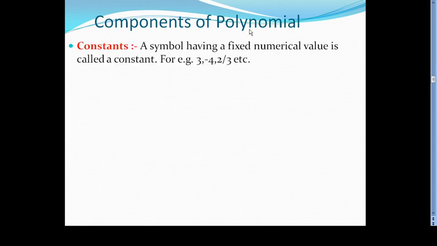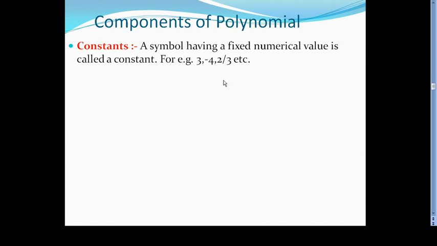Components of polynomial. The very first, constants. A symbol having a fixed numerical value is called a constant. So that means those symbols which have a fixed numerical value that does not change are called constants. For example, 3, minus 4, 2.3, etc. All these are constants and their value is fixed and cannot be changed.